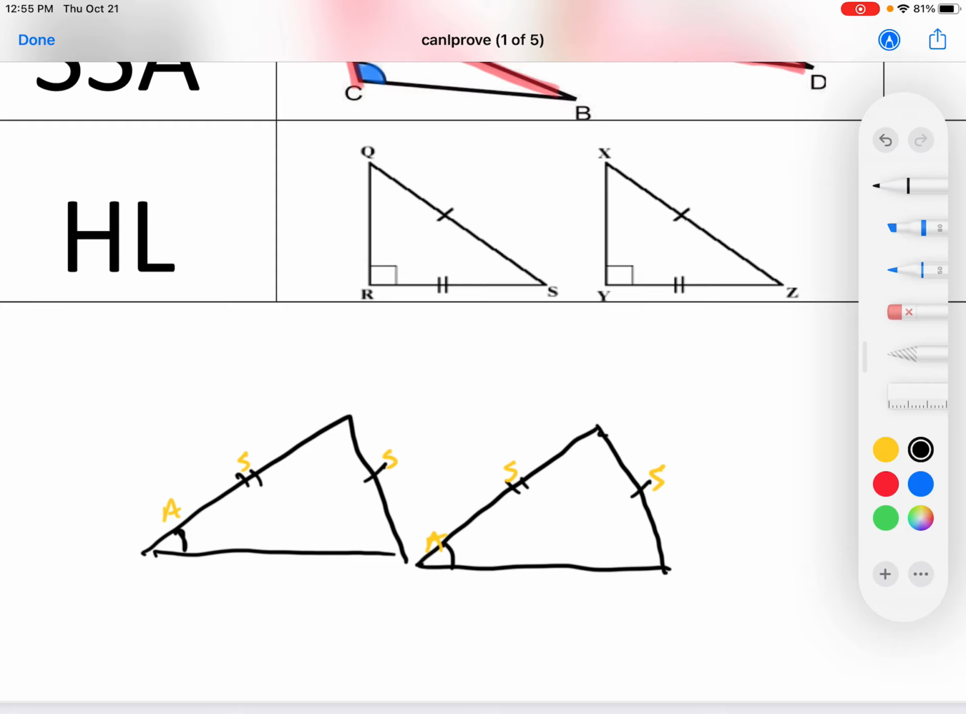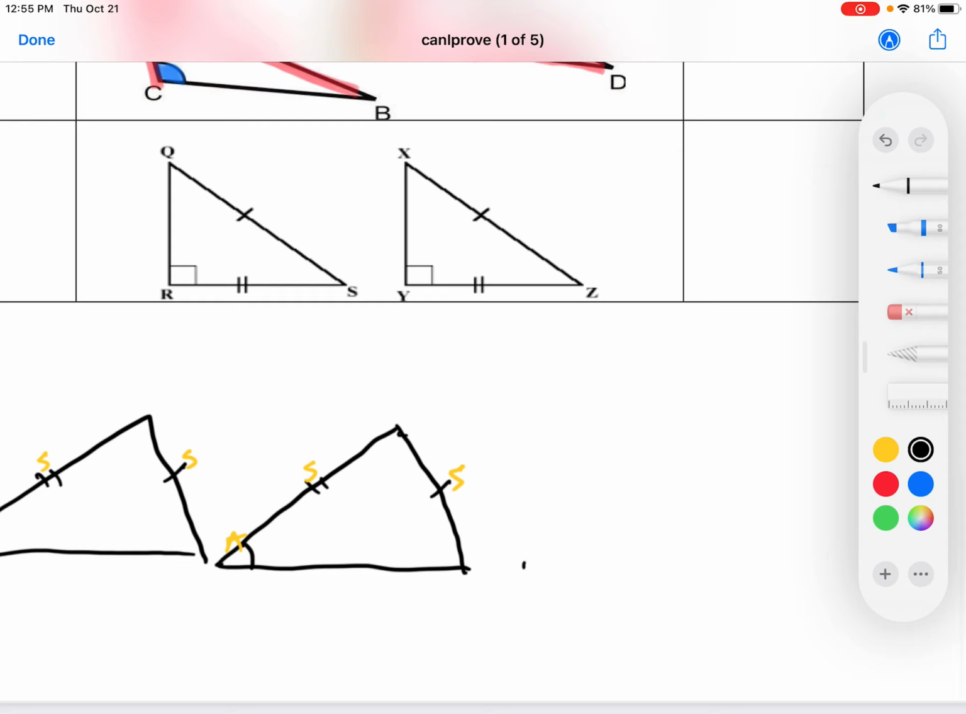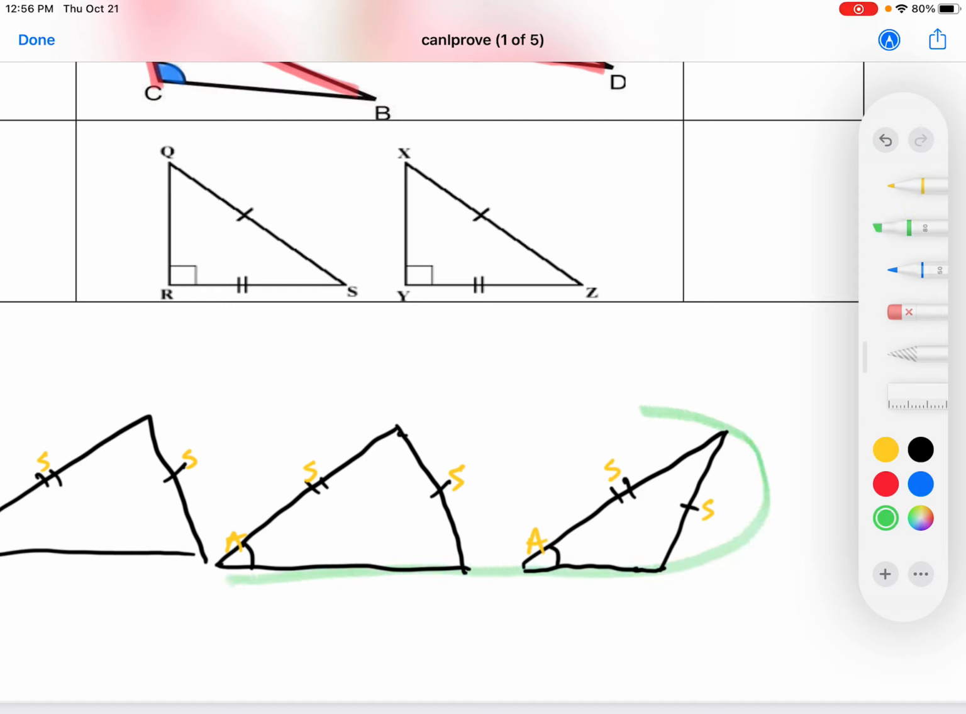Let's say that we have a third triangle. It's got that same side right there. It's got the same angle right there. And we've got that. This side and this side are still the same. This angle is still the same. But when you look at these two triangles, they are not congruent to each other.